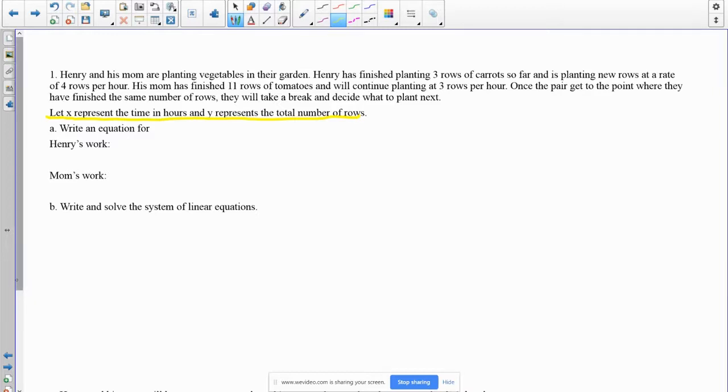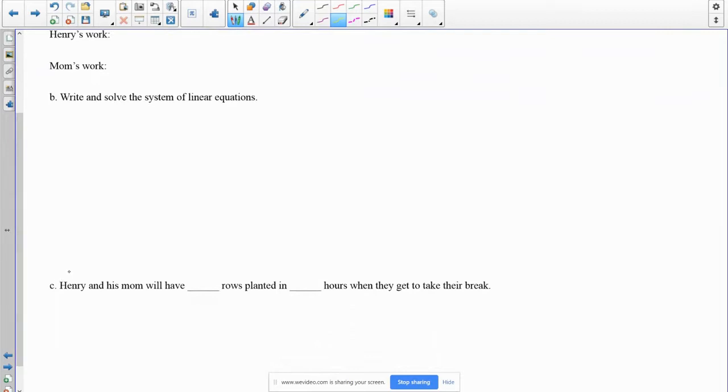The other thing I want you to pay attention to, go way to the bottom, is the question at the end, so you understand what you're looking for. You're going to fill in the blanks: Henry and his mom will have blank rows planted in blank hours when they get to take their blank break. So you're looking for how many rows they have planted and how many hours that will take. You're comparing both Henry and his mom, and you want to know when they have an equal number of rows and at what hours that is going to happen.